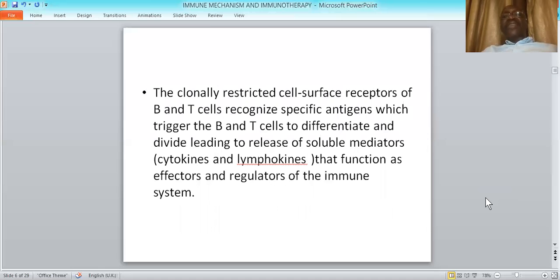The clonally restricted cell surface receptors of B and T cells recognize these specific antigens, as I've said. And once they recognize these specific antigens from the invading cancer cells or other tumor cells, from the invading microbes, the B and T cells start to differentiate and divide, and they lead to release of soluble mediators such as cytokines and lymphokines that function as effectors and regulators of the immune system. These cytokines and lymphokines regulate the immune system, upregulating it and regulating various processes that will eventually lead to the immune system destroying the invading cells or invading foreign bodies.